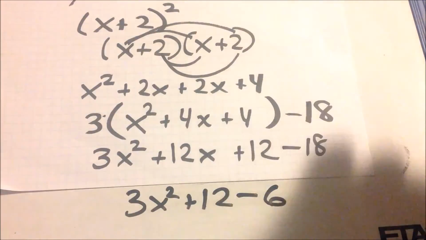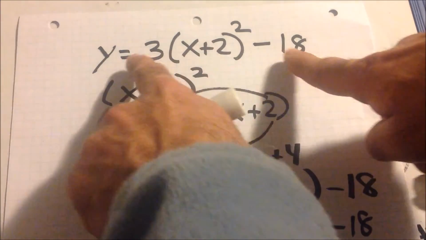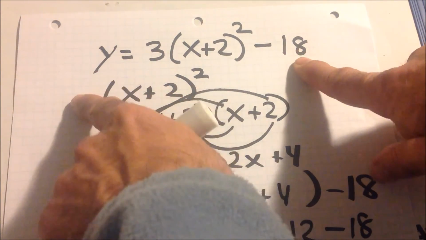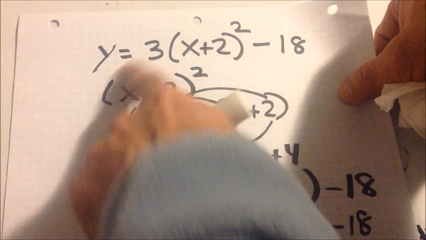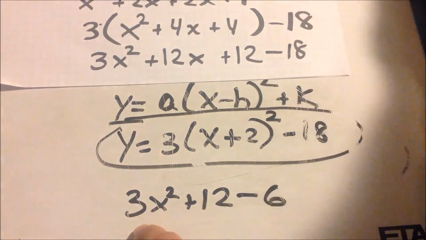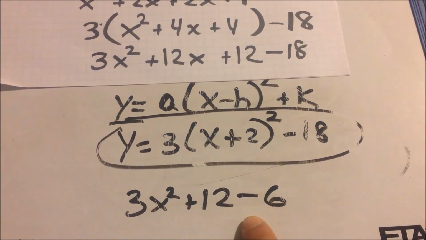So if you do the vertex form here, which we did, and you solve it again, you distribute and solve it, you should get the original standard equation. If not, you did something wrong. You made a happy accident.